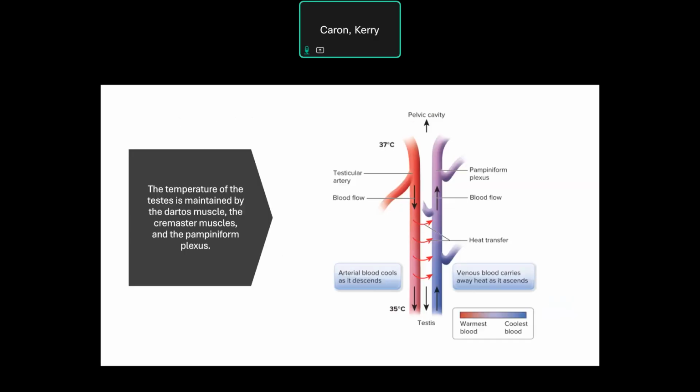So as I mentioned, the temperature of the testes is maintained by the dartos muscle, the cremaster muscles, and the pampiniform plexus. So you want the testicles to be descended from the main part of the body. You want blood flow to cool a little bit.